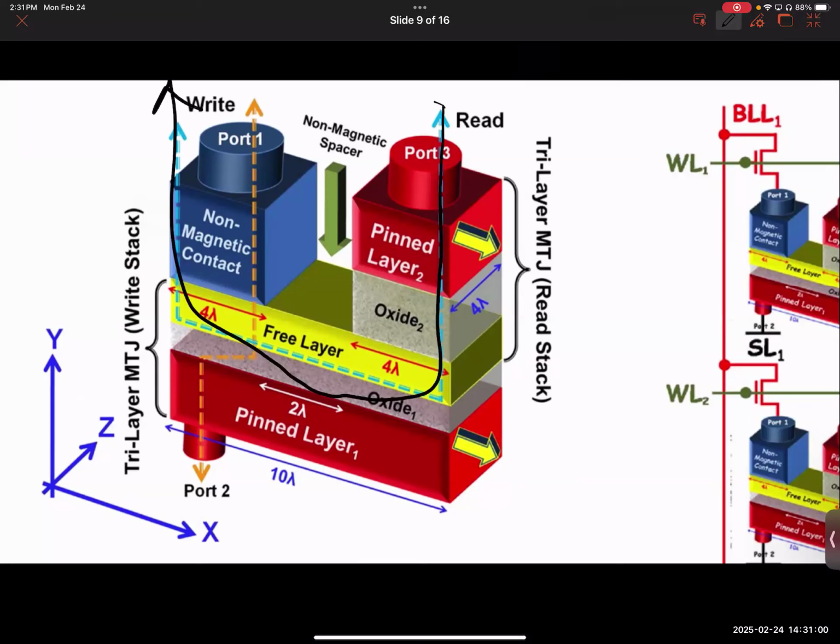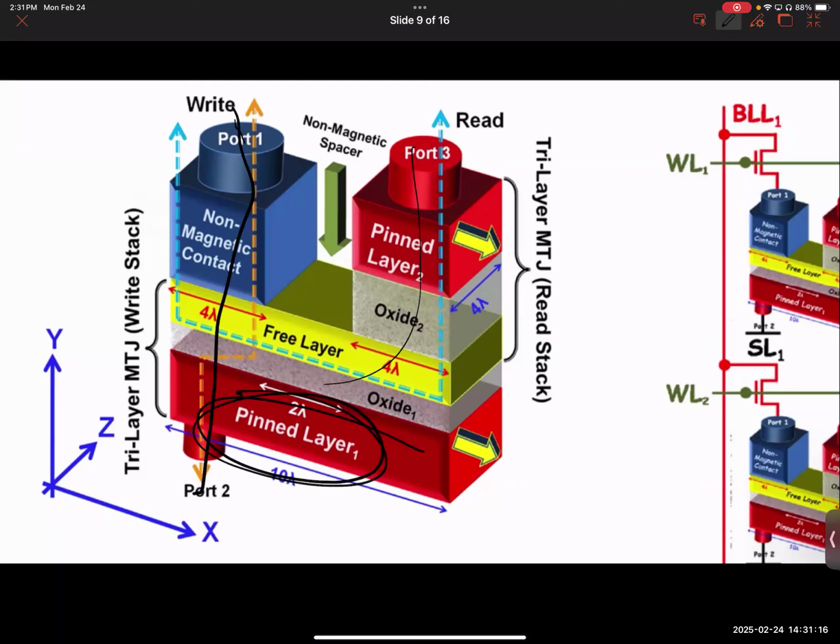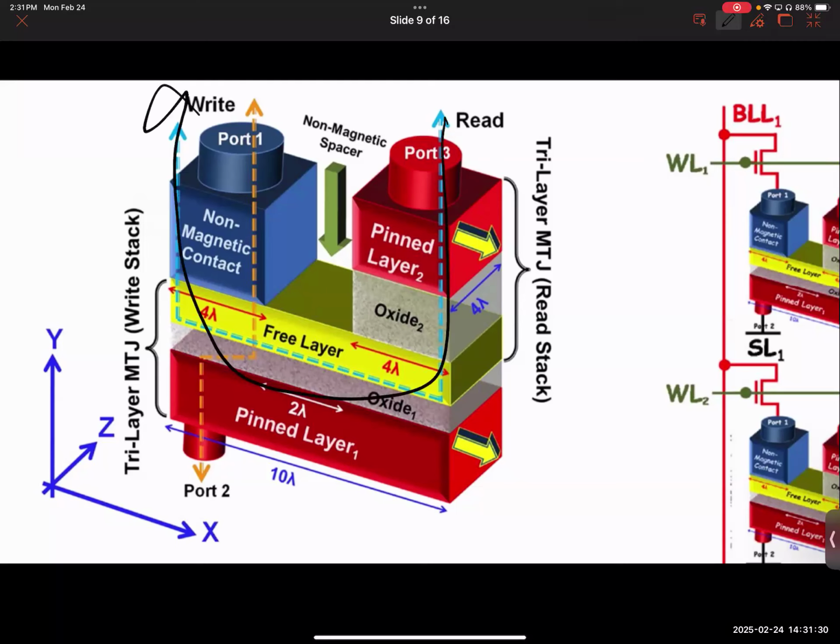Do you see that line? You have a pin layer and a free layer, so it's like an MTJ. But when you write or flip, you don't use the same path. You use a different path right here. You use another pin layer, this pin layer, to flip. So the free layer and pin layer form an MTJ, and this pin layer and free layer form another MTJ, as if you have two back-to-back MTJs. You read with this path, you write with a different path.